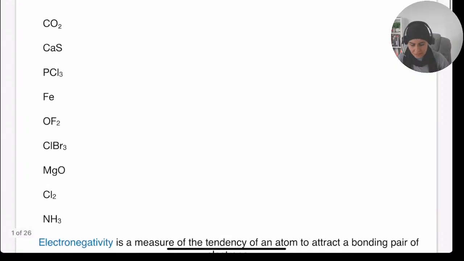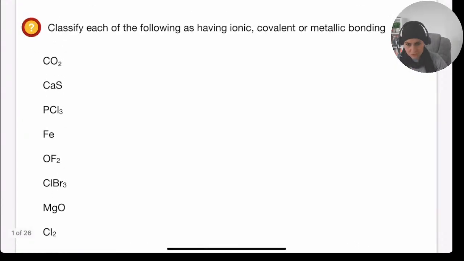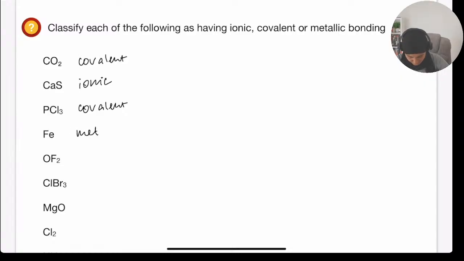Yes. So CO2, two nonmetals, which makes it a covalent bond. And then CaS, calcium is a metal, sulfur is a non-metal, so ionic. Then PCl3, P is a non-metal, Cl is a non-metal, so covalent. Iron is a metal, so that would be metallic. And so on. You can do the rest if you want.